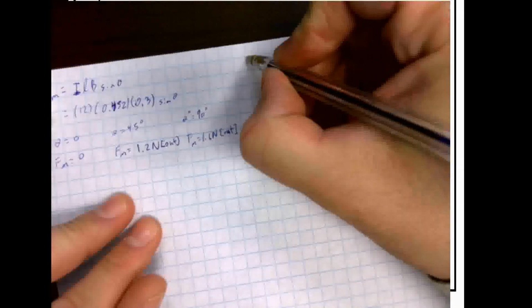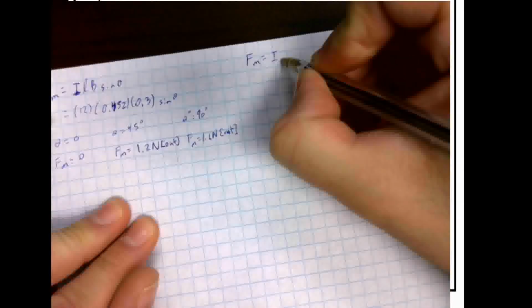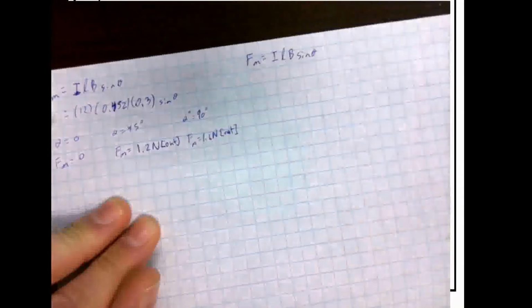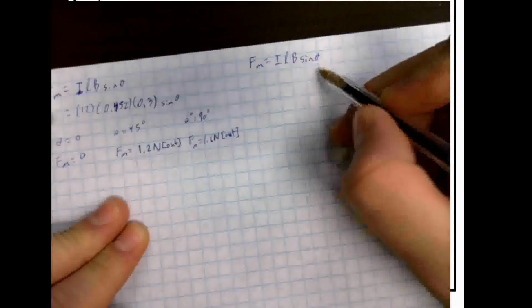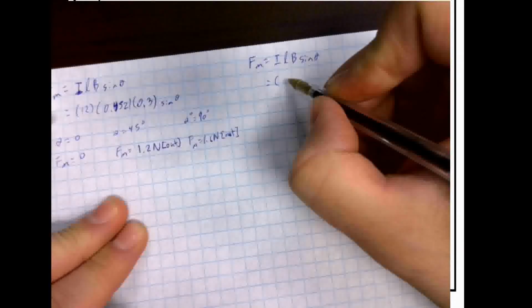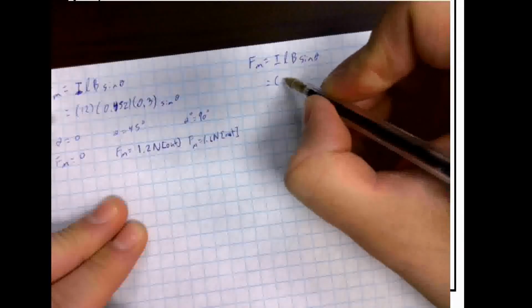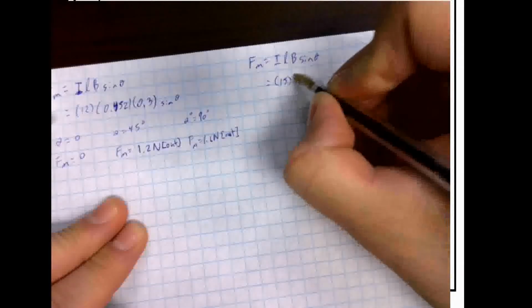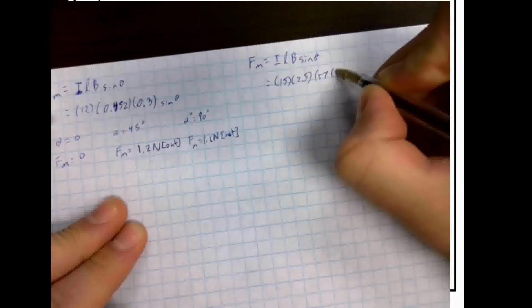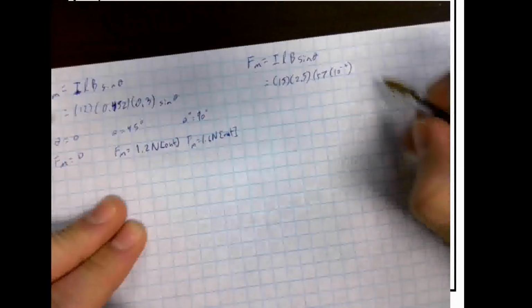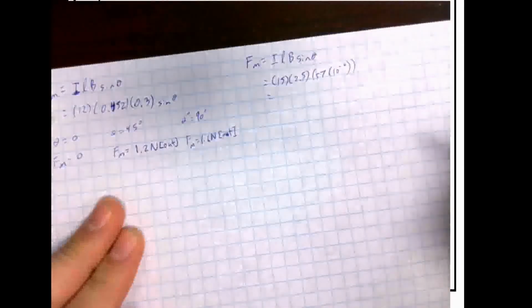It's going to be using the same equation, Fm equals ILB sine theta. Now my current is flowing east, and my magnetic field is directed north. Because that's 90 degrees, I'm just going to opt not to write the sine 90 degrees at this point. My current is 15, it's a 2.5 meter segment, and my magnetic field is 57 times 10 to the negative 6 tesla, because it's microtesla.